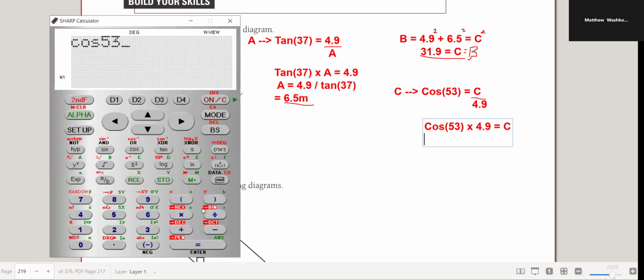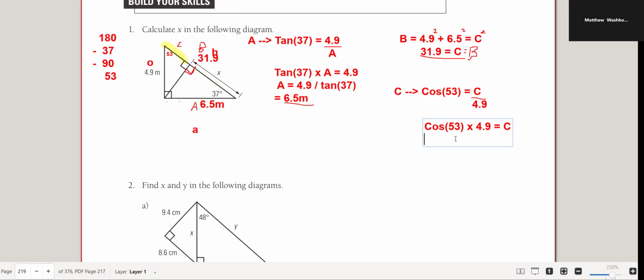Cosine of 53 times 4.9 is 2.95. 2.9. Sure. Again, rounding isn't the thing here. If you've gotten to this point, you know what you're doing, and I'm going to keep track of that, so I'm going to underline that. Perfect. That's important. So now to actually find x, all I got to do is take my 31.9 and subtract my 2.9, and I will get 29 meters.